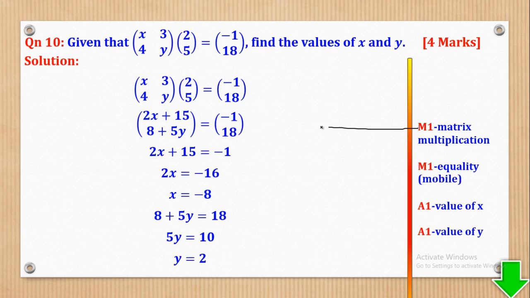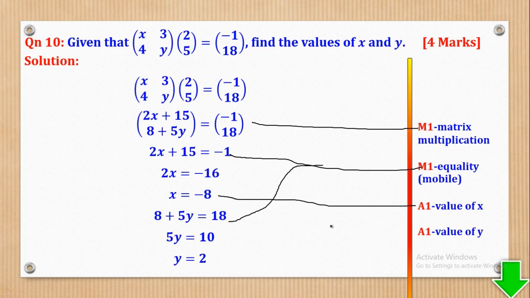So M1 for matrix multiplication, M1 for equality. It is mobile, meaning it can be given at this step or at this step. Then A1 for the value of x and A1 for the value of y.